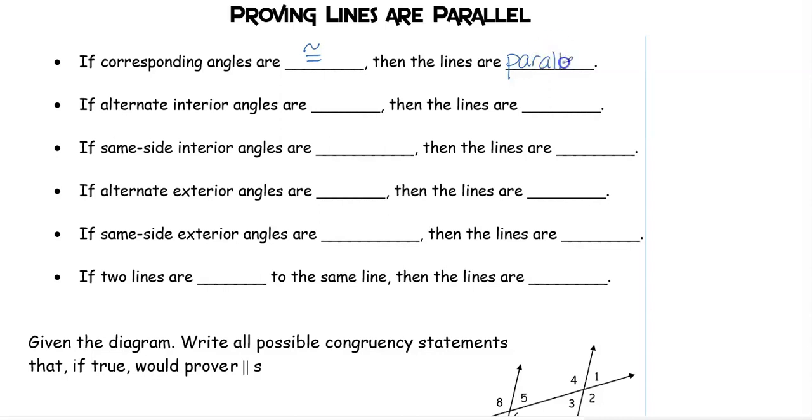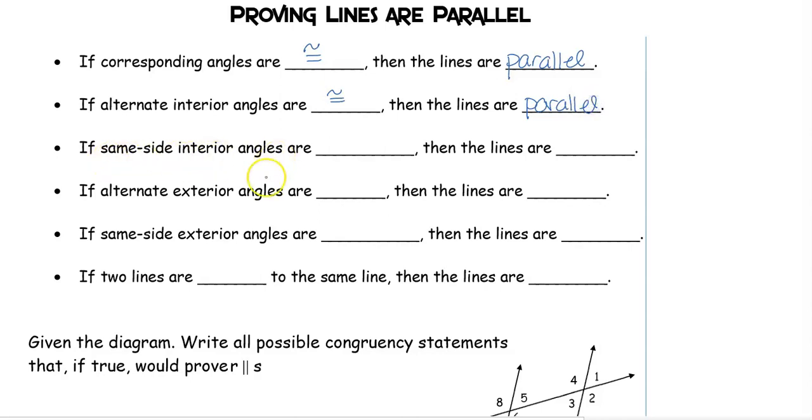So again, what we've talked about in the past is I tell you that the lines are first parallel, and if they're parallel, then you can tell me the corresponding angles are congruent. We're just going to do the opposite of that. So we're going to start with the corresponding angles are congruent. If that's true, then my lines are going to be parallel. If alternate interior angles are congruent, then the lines are parallel. Look at all those relationships.